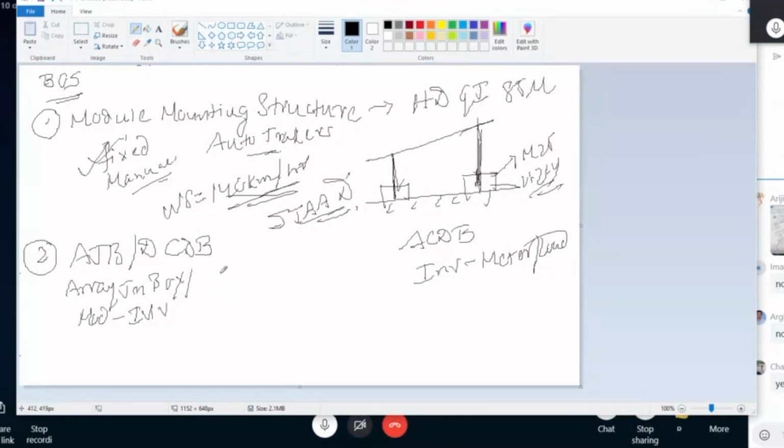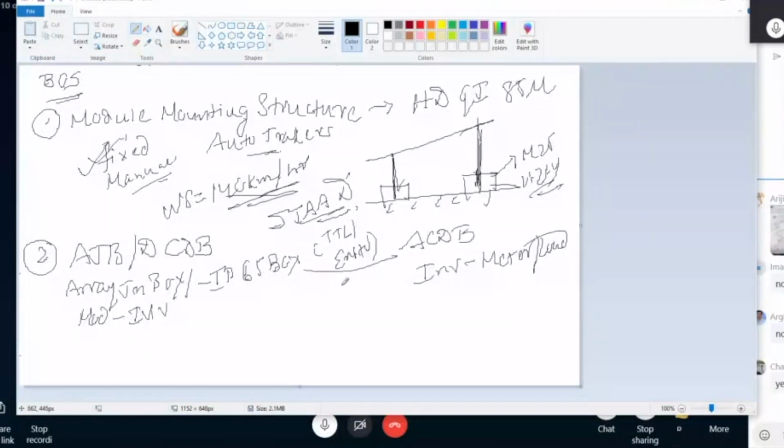First is the box. The box is basically the IP65 box. IP65 is basically a protection box which is dust free. 6 means it should be wet free, that if any rainwater or anything happens it won't affect, and 5 means it's dust free. So it's IP65 box. It's a transparent box. There are various companies who make these, for example TTL, Ensto and so on. So this is a box which should be there in case of both AJB and ACDB.